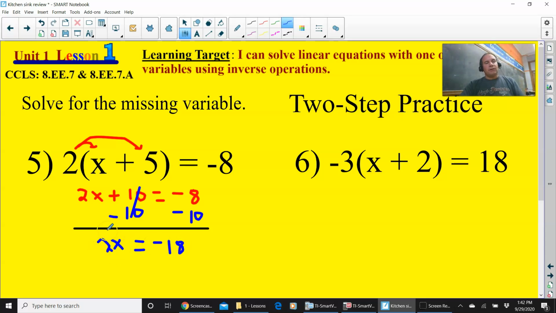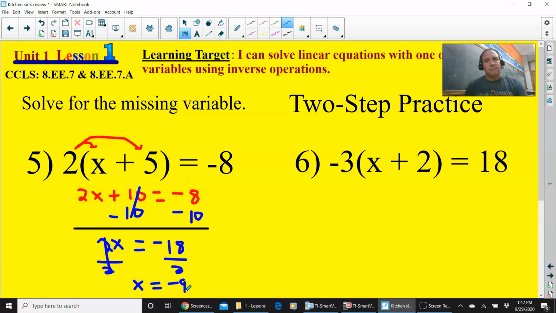Alright, now looking on the left-hand side again, you're going to say, I have multiplication. What's the opposite of multiplication? Yes, it is division. So you're going to divide by 2 on both sides. This cancels, x comes down, and you will have the equal sign come down. Don't forget the equal sign. And -18 divided by +2 is -9.